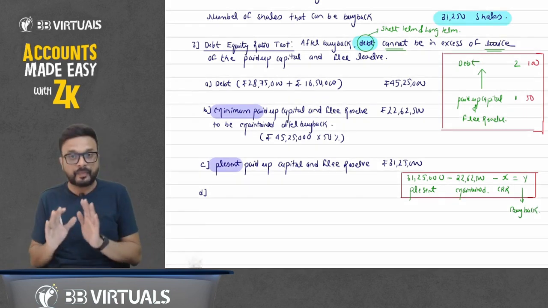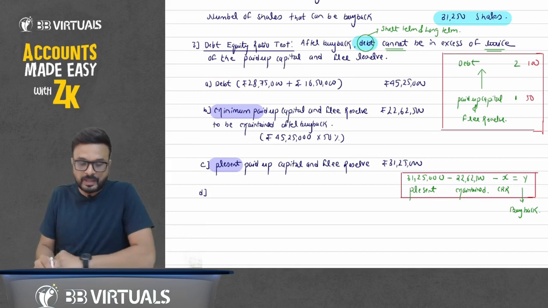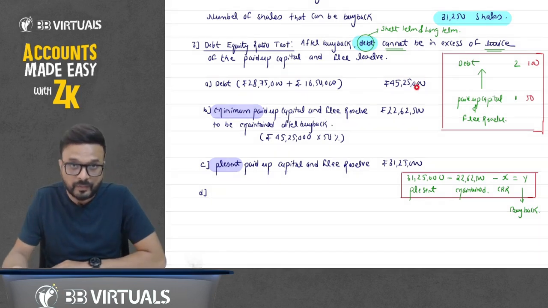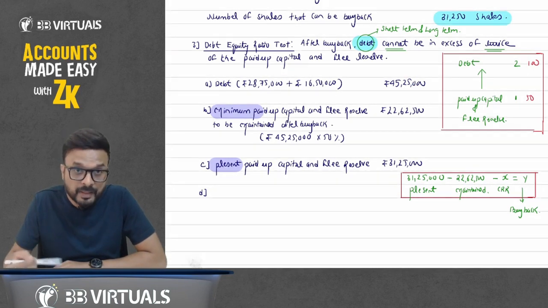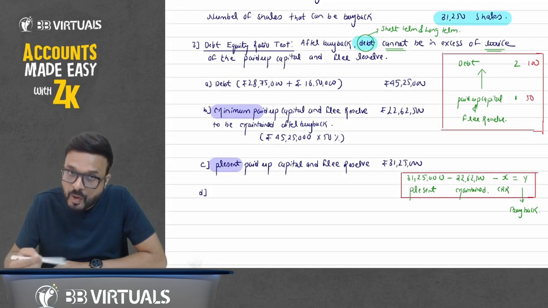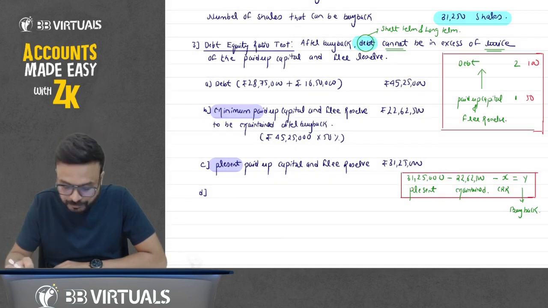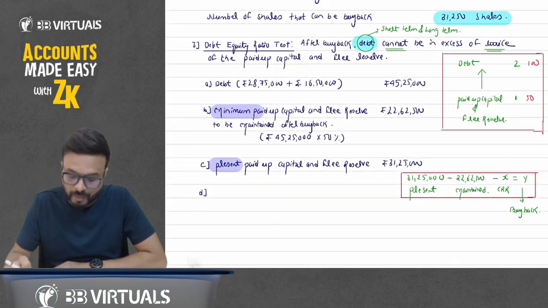Now I am repeating these three points here. Now understand this. How much debt do we have? Current debt is 45,25,000. How much minimum should be maintained? 50% of debt, because your debt cannot be more than twice of the paid up capital and free reserve. So 50% of debt should be maintained in the form of paid up capital and free reserve. Why am I saying 50%?